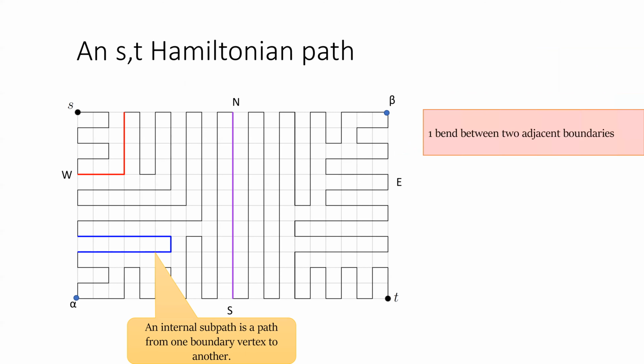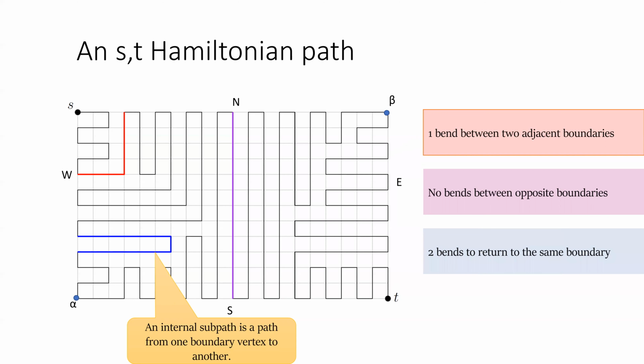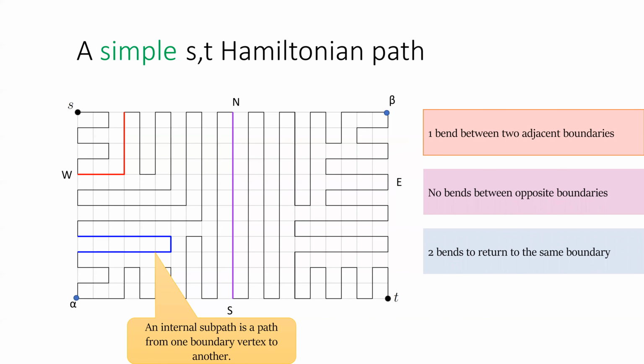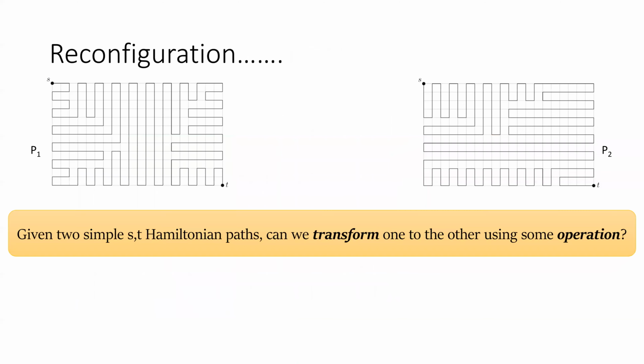Here we have 3 examples. The red one connects 2 boundary vertices on the north and west boundaries, and they use just one bend, which is minimum possible. On the other hand, the purple subpath that connects north and south boundary vertices uses no bend because no bends are necessary. These boundaries are opposite. And the blue internal subpath connects 2 boundary vertices on the same boundary, and it uses 2 bends, which is minimum possible. So because each internal subpath uses the simplest structure possible, we call this path a simple ST Hamiltonian path.